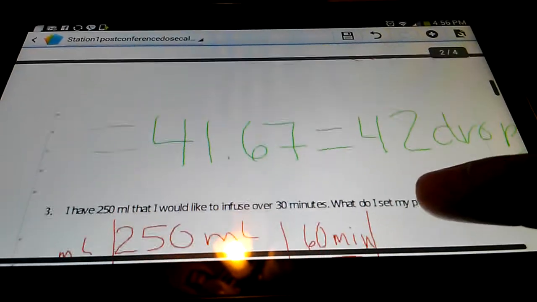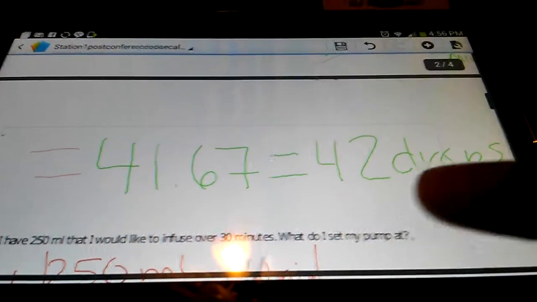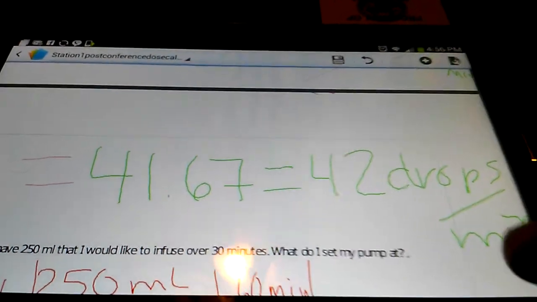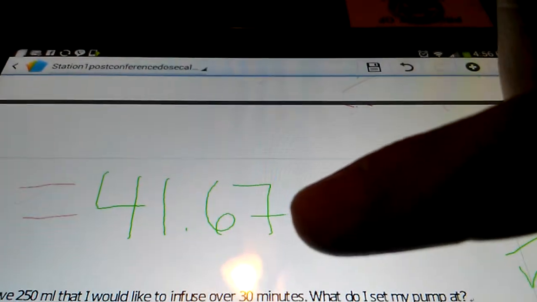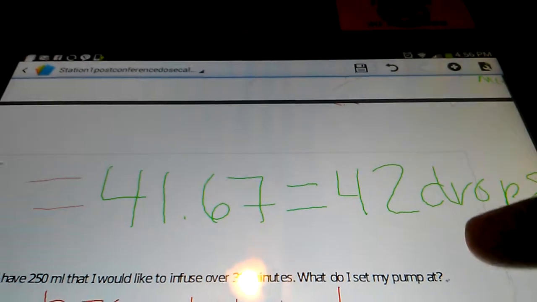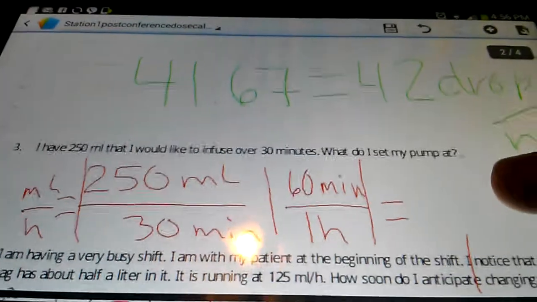And if I look at it, it's 41.67 drops per minute, sorry. But I know I can't really count 41.67, so I'm going to go to 42 drops. And that's rounding.